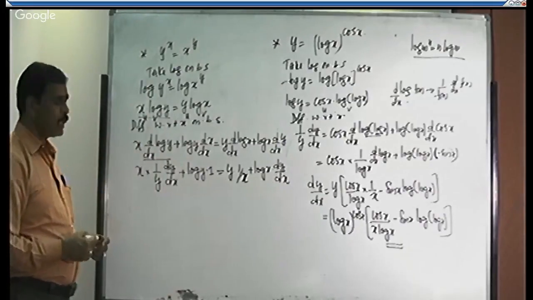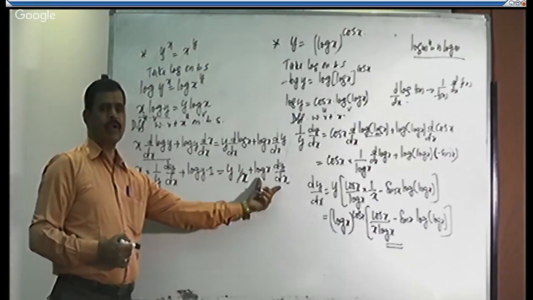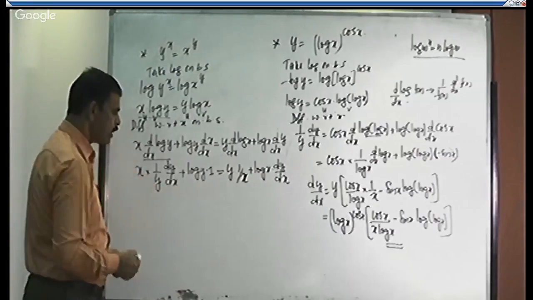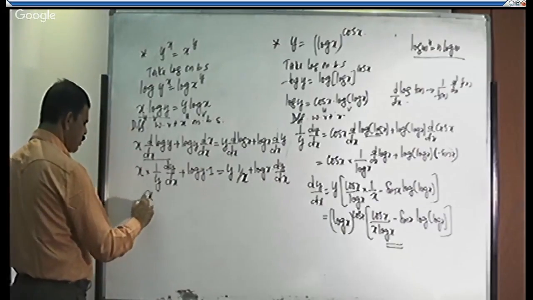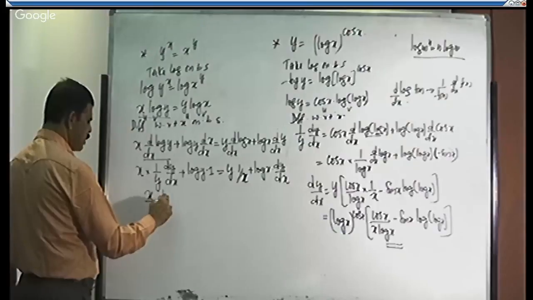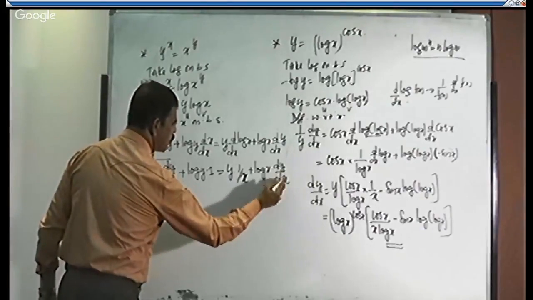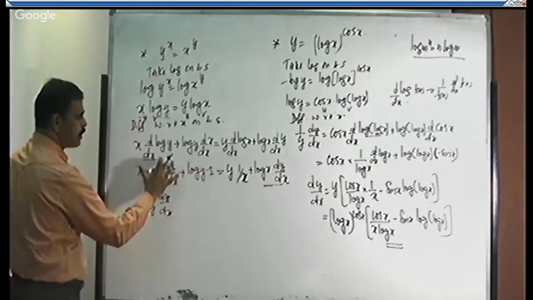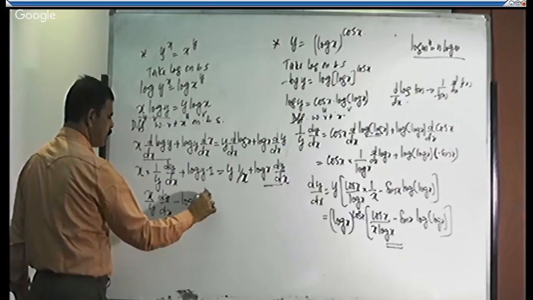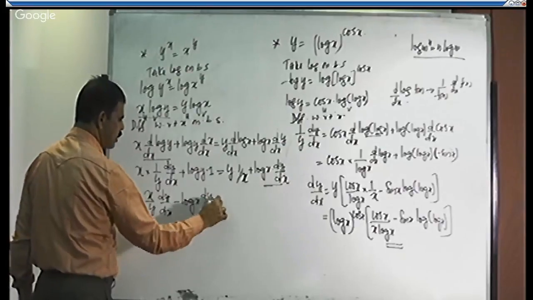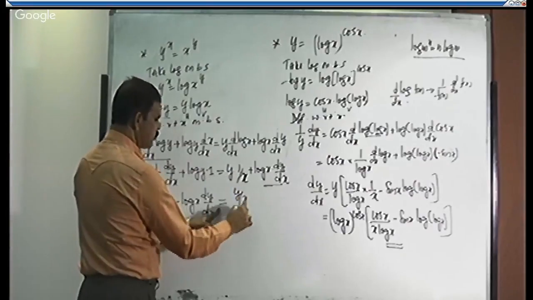Then we have more than one dy by dx term. There are two terms of dy by dx. Collect them to the left side. It is an implicit function, right? We have x by y into dy by dx, and on the other side log x into dy by dx. If it is transferred to the left side, it becomes minus log x into dy by dx, is equal to, on the right side, y divided by x.